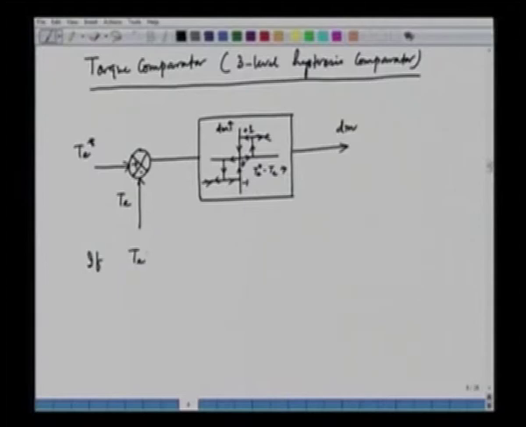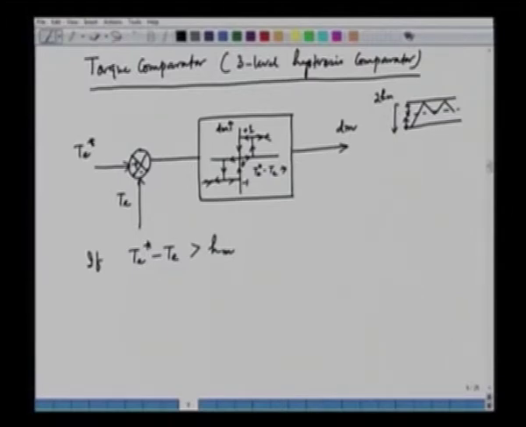If T e star minus T e is greater than Hm, where Hm is the half of the hysteresis band for the torque. Again, the torque will be controlled within a hysteresis band. So, we have the torque in this case, and what we are trying to do is that the torque will also be controlled within the hysteresis band. So, the band width in this case is 2 of Hm. We have an upper band here, it is Hm, and the lower band is also Hm. So, the total band width of the torque is 2 into Hm.